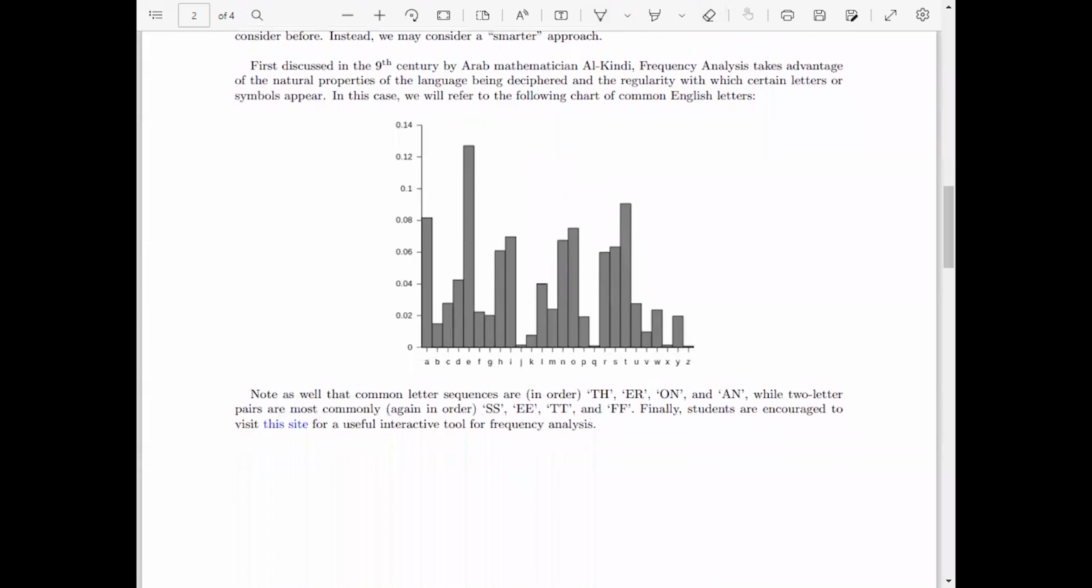First discussed in the 19th century by Arab mathematician Al-Kindi, we've got frequency analysis. Now, frequency analysis is just the observation that certain letters occur more often in the English language than others. Specifically, you'll notice that the letter E very much dominates this graph. So when you're looking at an encrypted message, there's a pretty good chance that the letter that appears most frequently in that message is the letter E. And so if you see a letter that appears more often than any other ones, we can immediately know that, for example, that letter is probably an E in the original message.